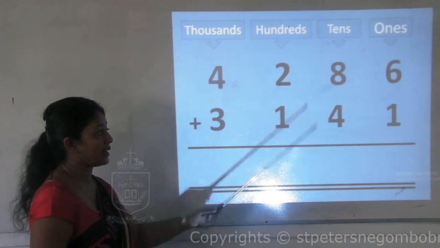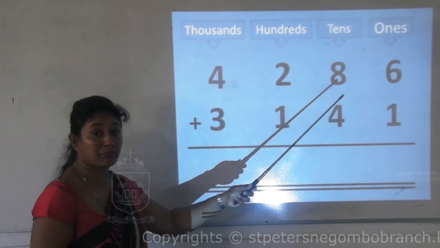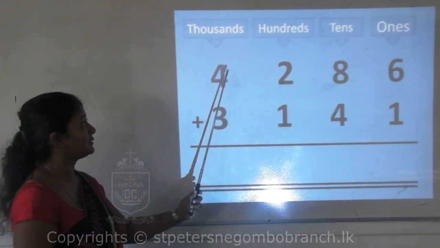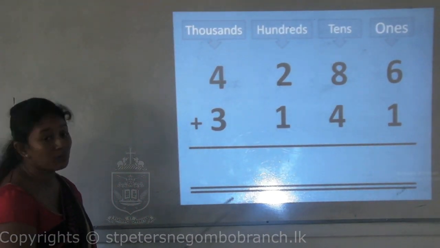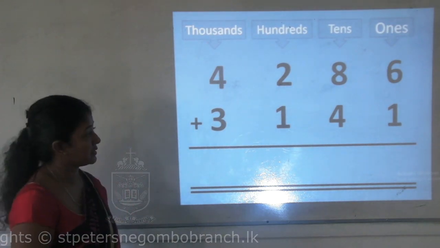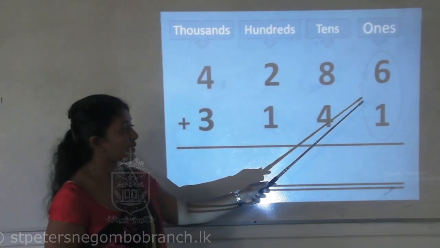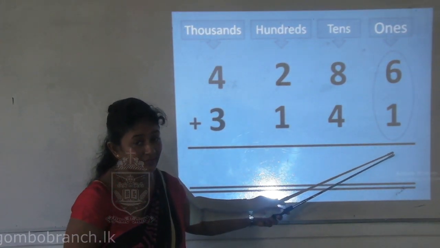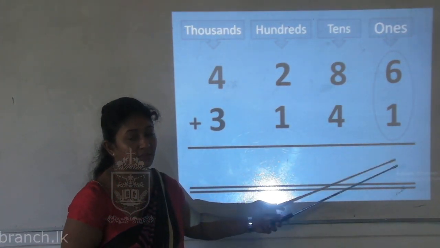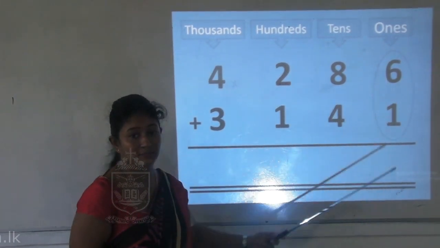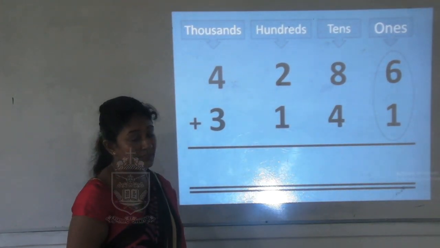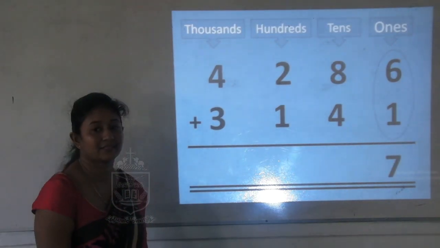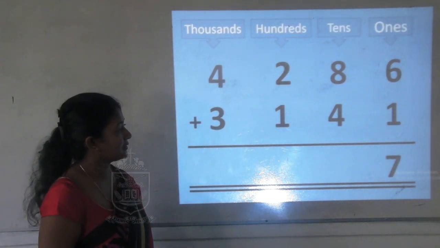Right, my numbers are in order, that means in proper places: ones place, tens place, hundreds place, and thousands place. Now, I can do my addition. Yes, first we are going to add 6 and 1, because we know that when you are doing addition, we always have to start from one side. Let's add these two digits. 6 plus 1, 7. The answer is 7.